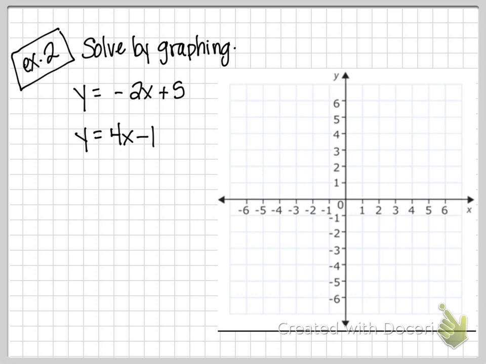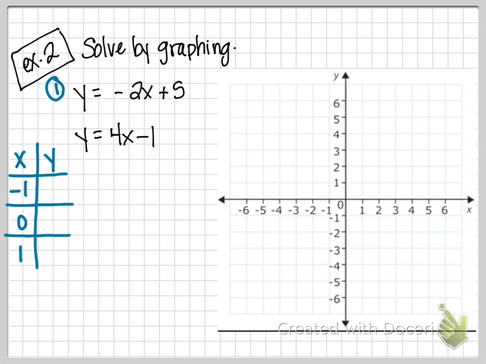All right, example 2 says solve by graphing. So what we're going to do is graph these lines and then figure out the point of intersection. So I'm going to call this equation 1. And remember, in order to graph, we make our function table. We choose values for x. And so in this case, I'll do my normal -1, 0, 1.